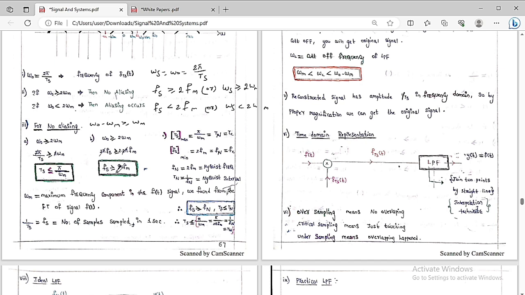Then fs is greater than or equal to 2 times omega m. So what is the minimum sampling frequency? The minimum sampling frequency is equal to 2 times fm. This is called the Nyquist frequency or critical frequency. So fn is nothing but 2 times fm, and this is called the Nyquist frequency. And Tn is nothing but 1 by fn. This is called the Nyquist interval.